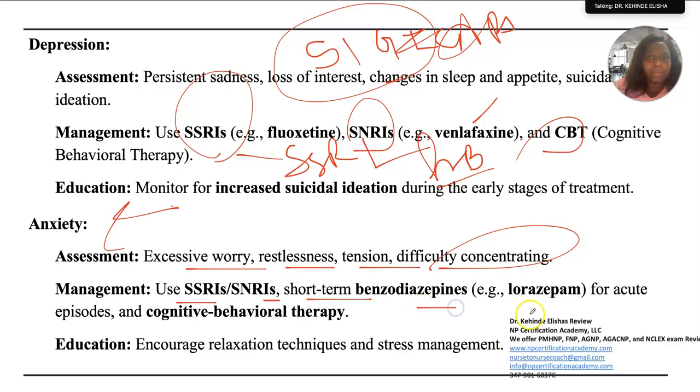Short-term benzodiazepine like lorazepam for acute episodes. We try not to do benzos because benzo definitely can be very, very addicting. So you want to definitely avoid it. And if you are on it, make it short term, like 2 weeks. Does it make sense? And if you have to get your patient off of benzo, you must taper the dose. You must not take off benzo abruptly. It has to be weaned off. And then, of course, CBT.